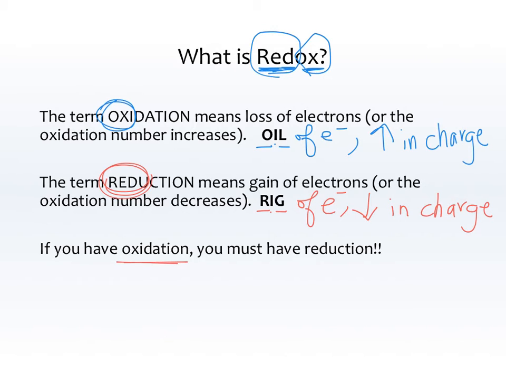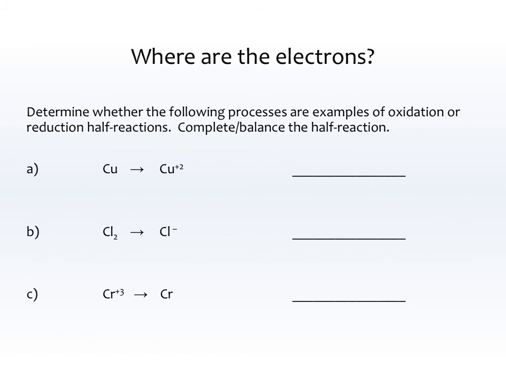If you have oxidation, you must have reduction, because if one of them's gaining electrons, they have to be coming from somewhere, and if somebody's losing electrons, they have to be going somewhere. So where are the electrons here? We're going to determine whether the following processes are oxidation or reduction, and then we're going to complete and balance the half reaction.